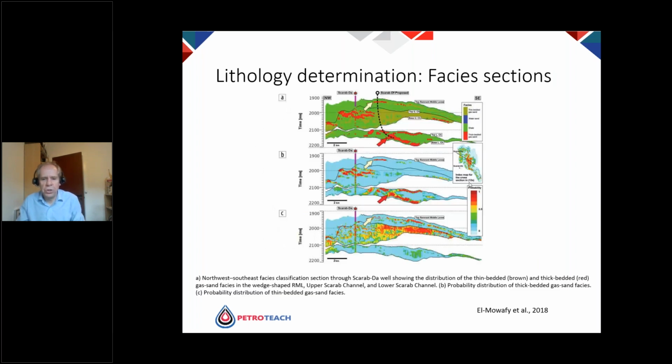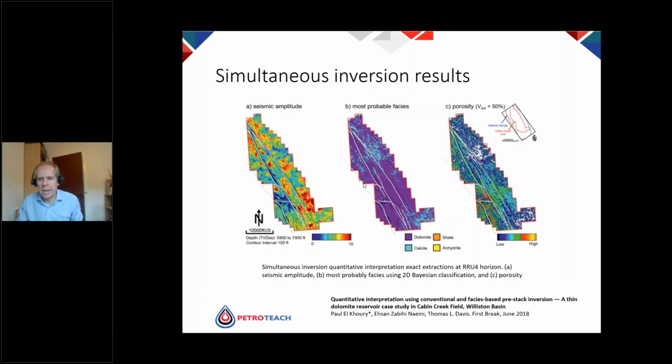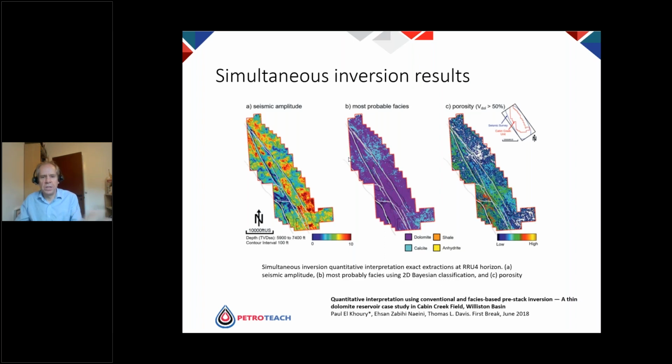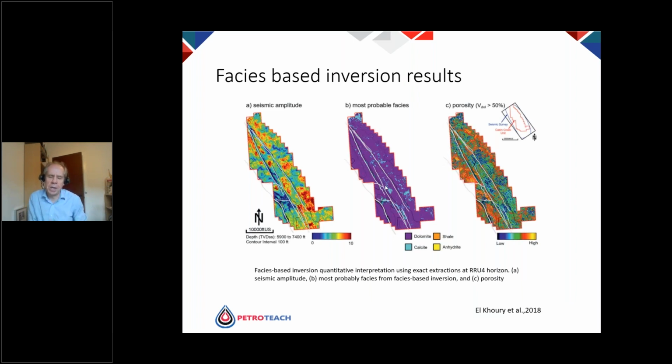We can do joint inversion, and I'll talk a little bit about that in the course. This is just some examples, and this is from the US. This is facies and probability and porosity from simultaneous inversion, so a deterministic inversion. And this is doing a joint inversion. What they've done is an inversion for properties here, and then an inversion for properties and lithology at the same time.